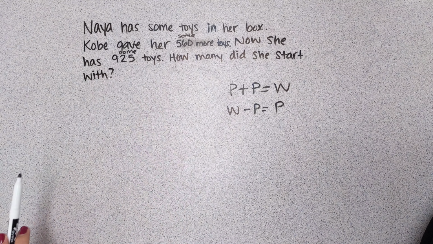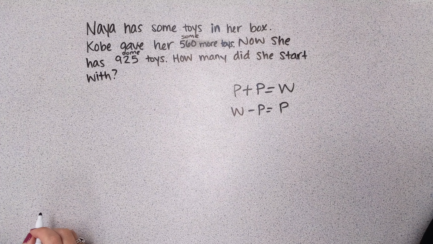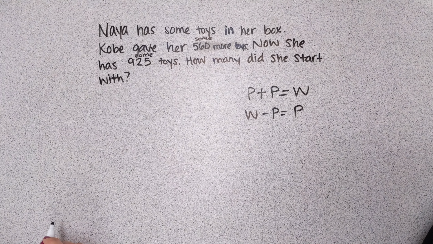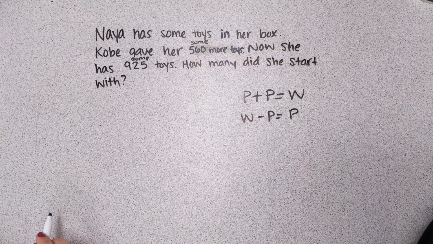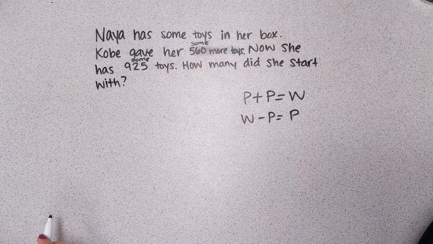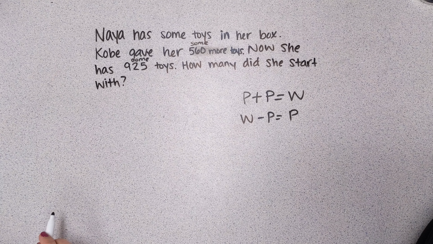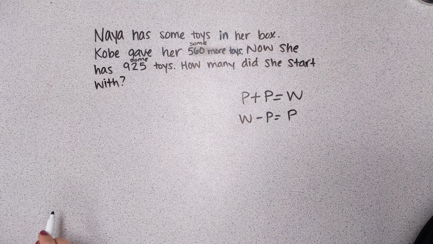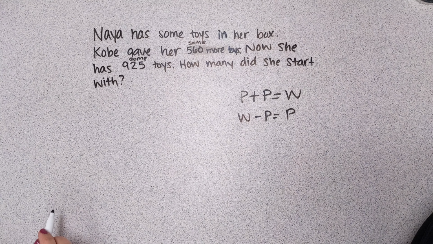This time I will read it with the numbers. Naya has some toys in her box. Kobe gave her 560 more toys. Now she has 925 toys. How many did she start with?